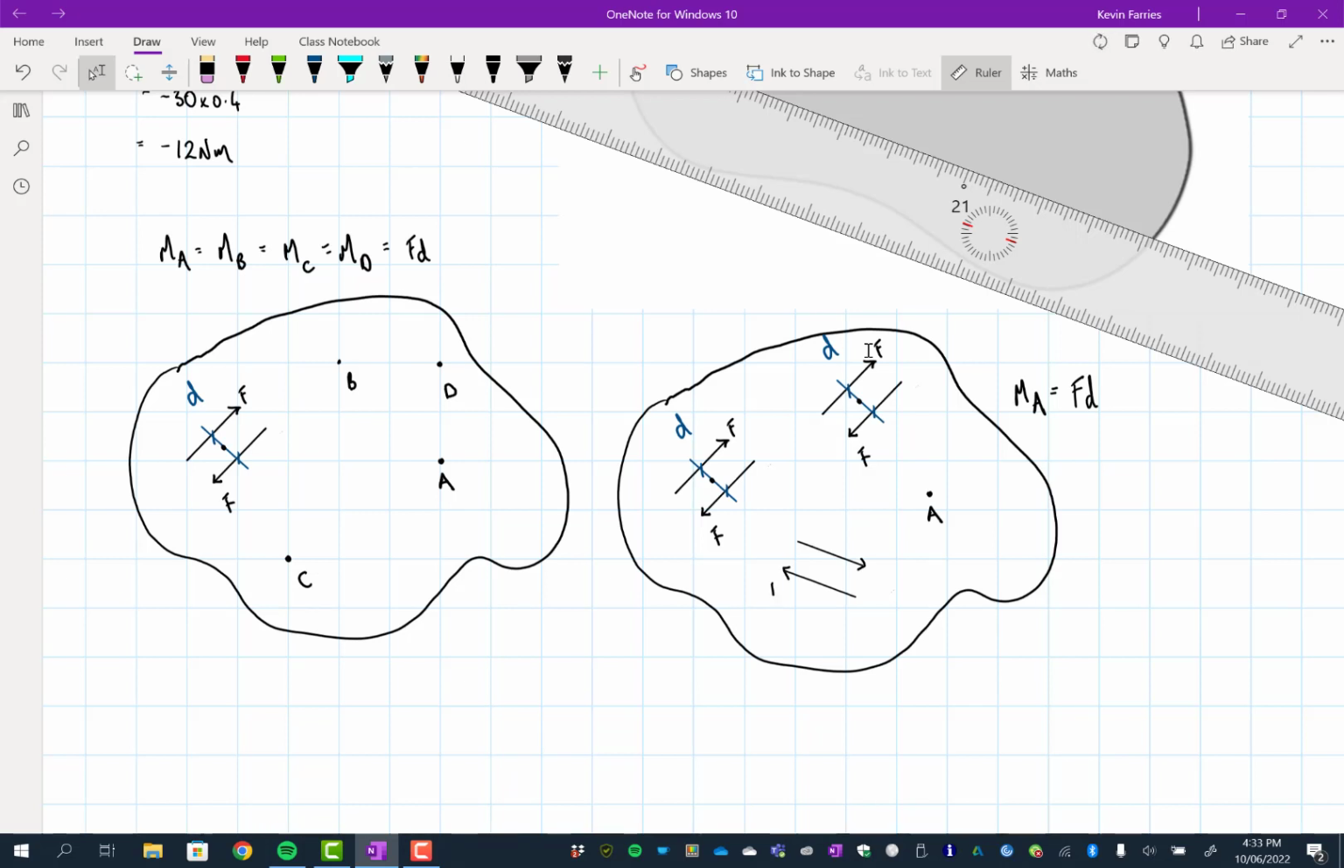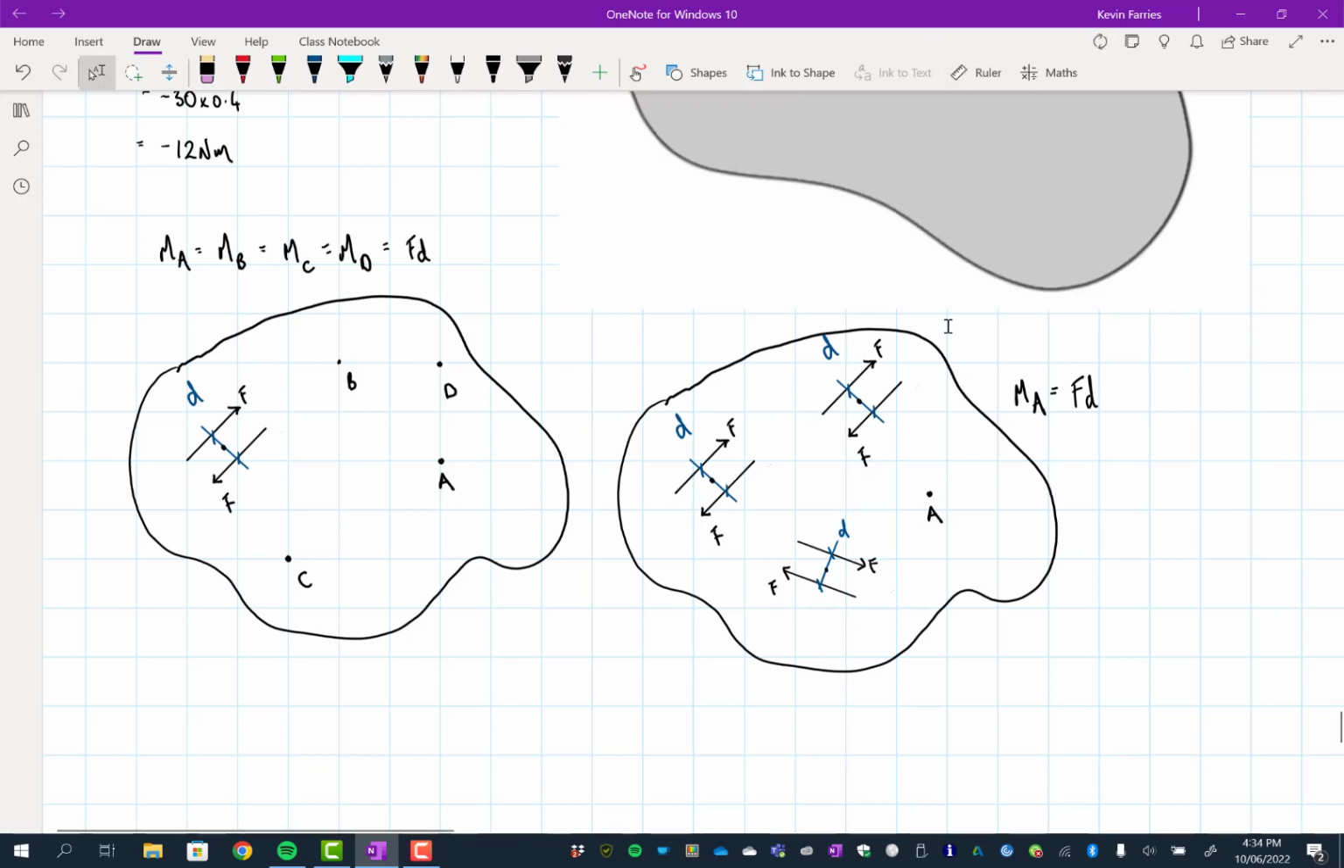So it's like that. It's the same force. It's the same distance between. And then you'll still get the same moment. Okay. And in this case, all these moments will be negative. They're all going clockwise.